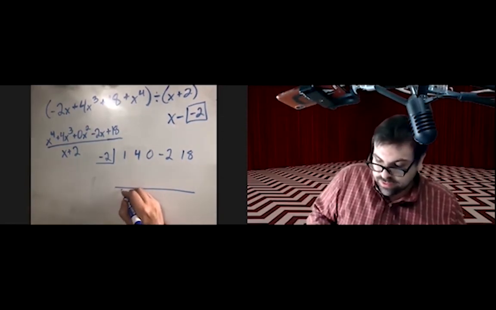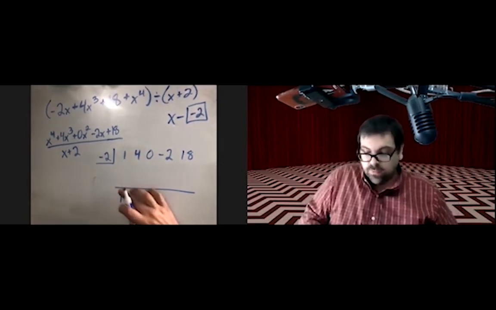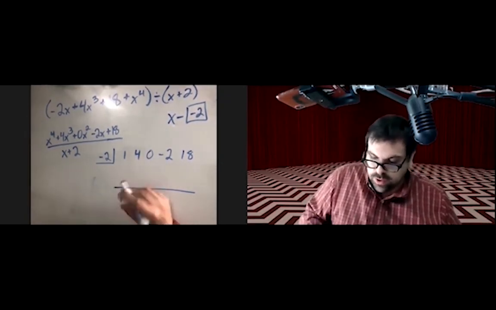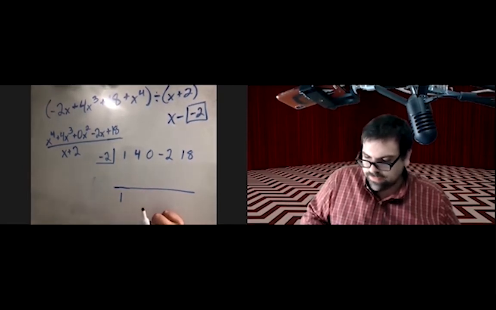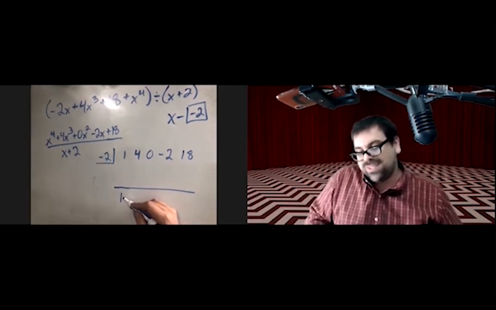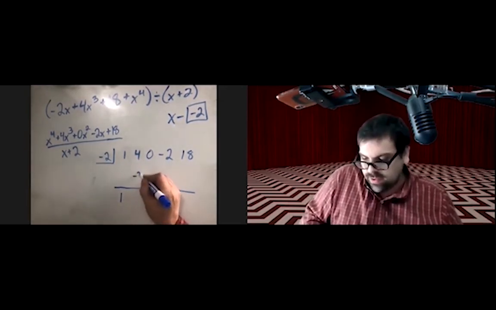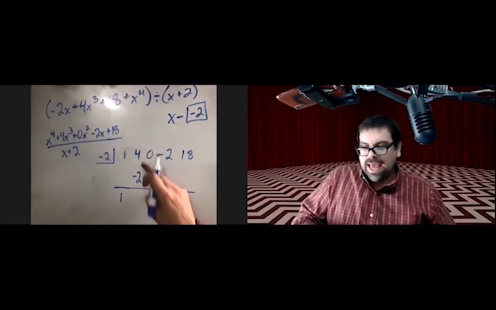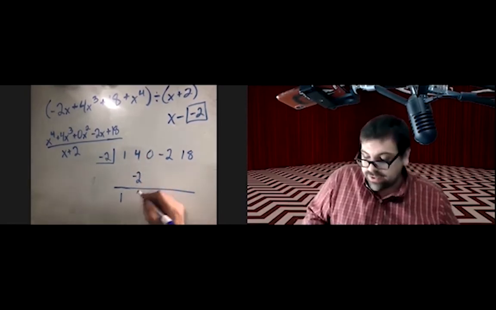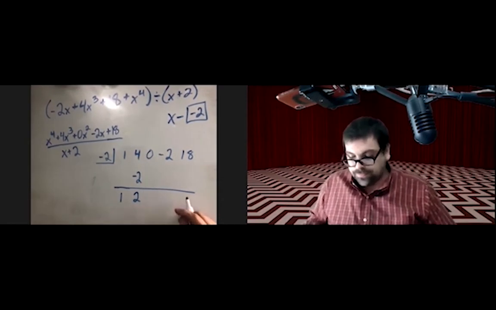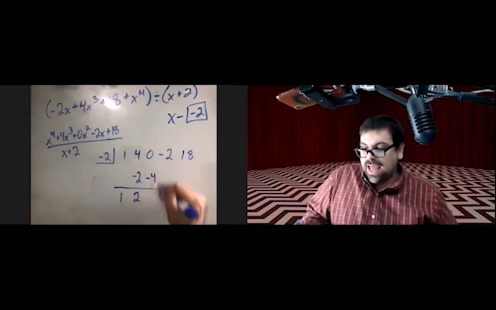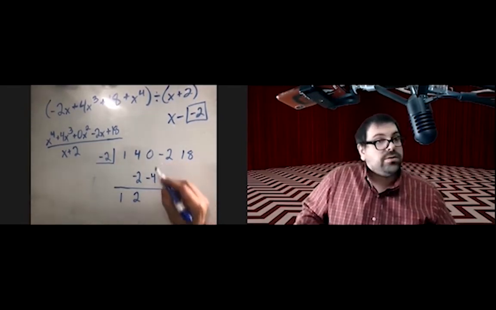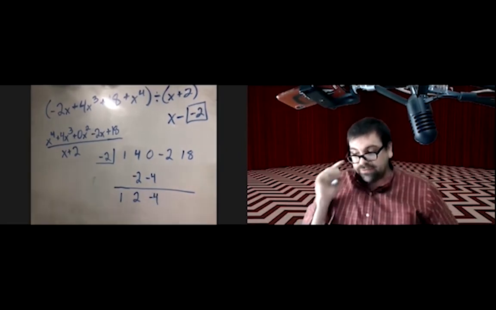Bring down our first number, 1. And then what do we do? Multiply and add, multiply and add, multiply and add. King of the castle. Negative 2 times 1 is negative 2. Add 4 plus negative 2 or 4 minus 2. That's 2. Multiply negative 2 times positive 2 is negative 4. Add 0 plus negative 4. 0 minus 4 is negative 4.